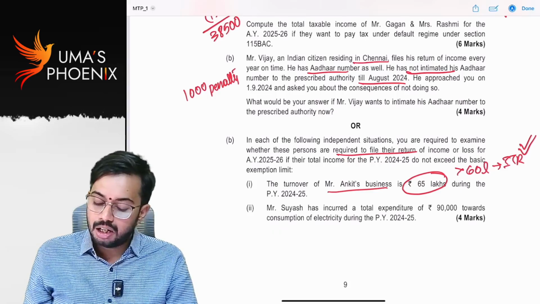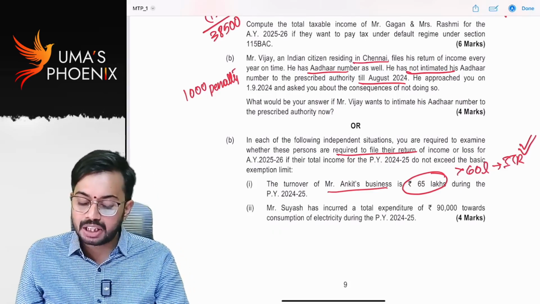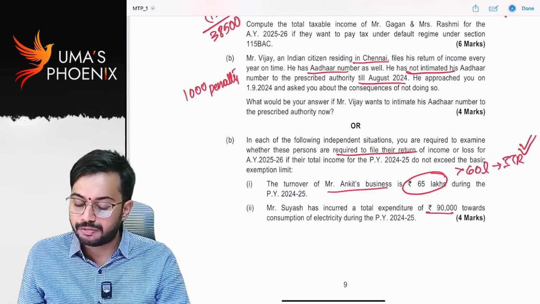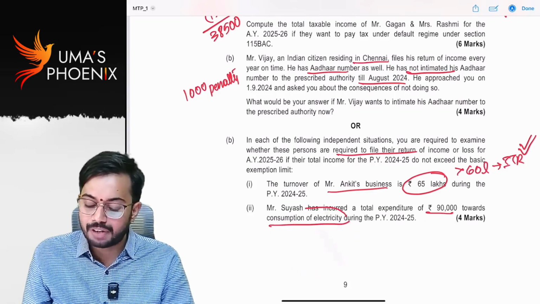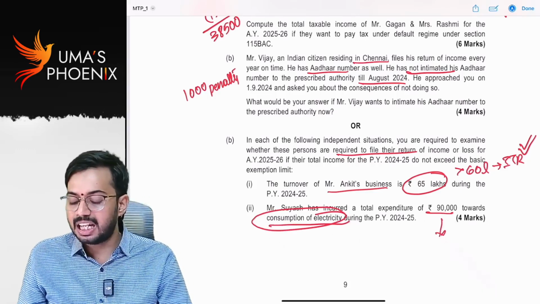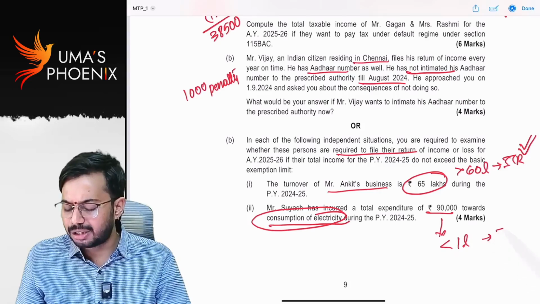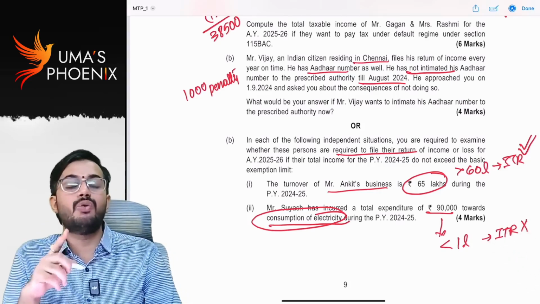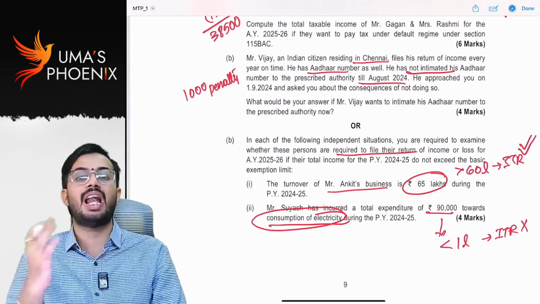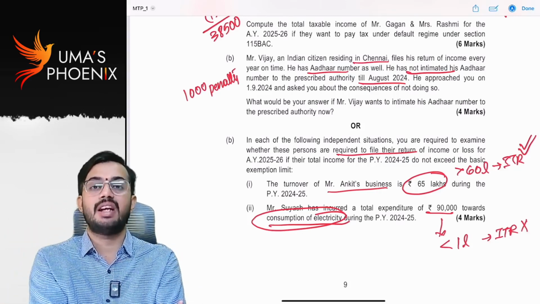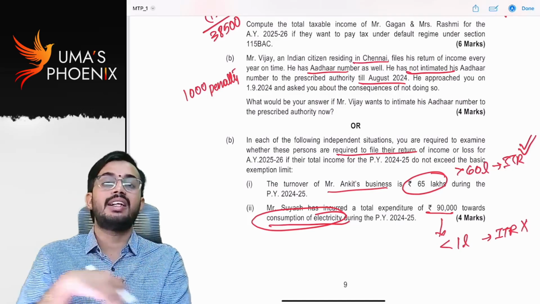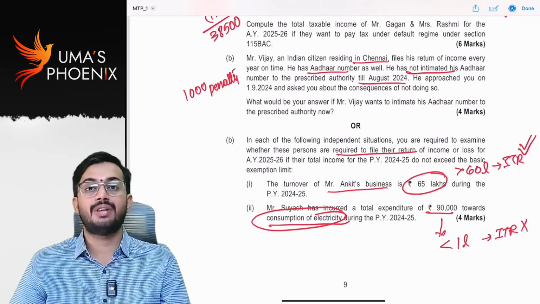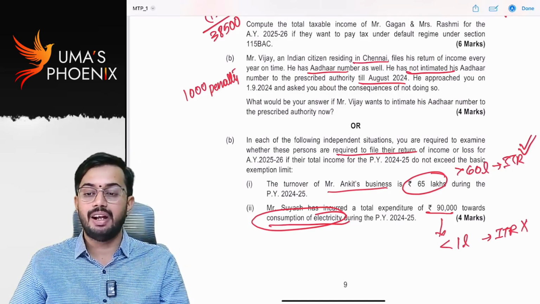Next, Mr. Suyash has incurred total expenditure of 90,000 towards consumption of electricity. Electricity bill is less than 1 lakh, so ITR is not required to be filed. I told you, only if the electricity bill is more than 1 lakh per annum, then only ITR is required to be filed. Here, the electricity bill is less than 1 lakh, so ITR is not required to be filed.